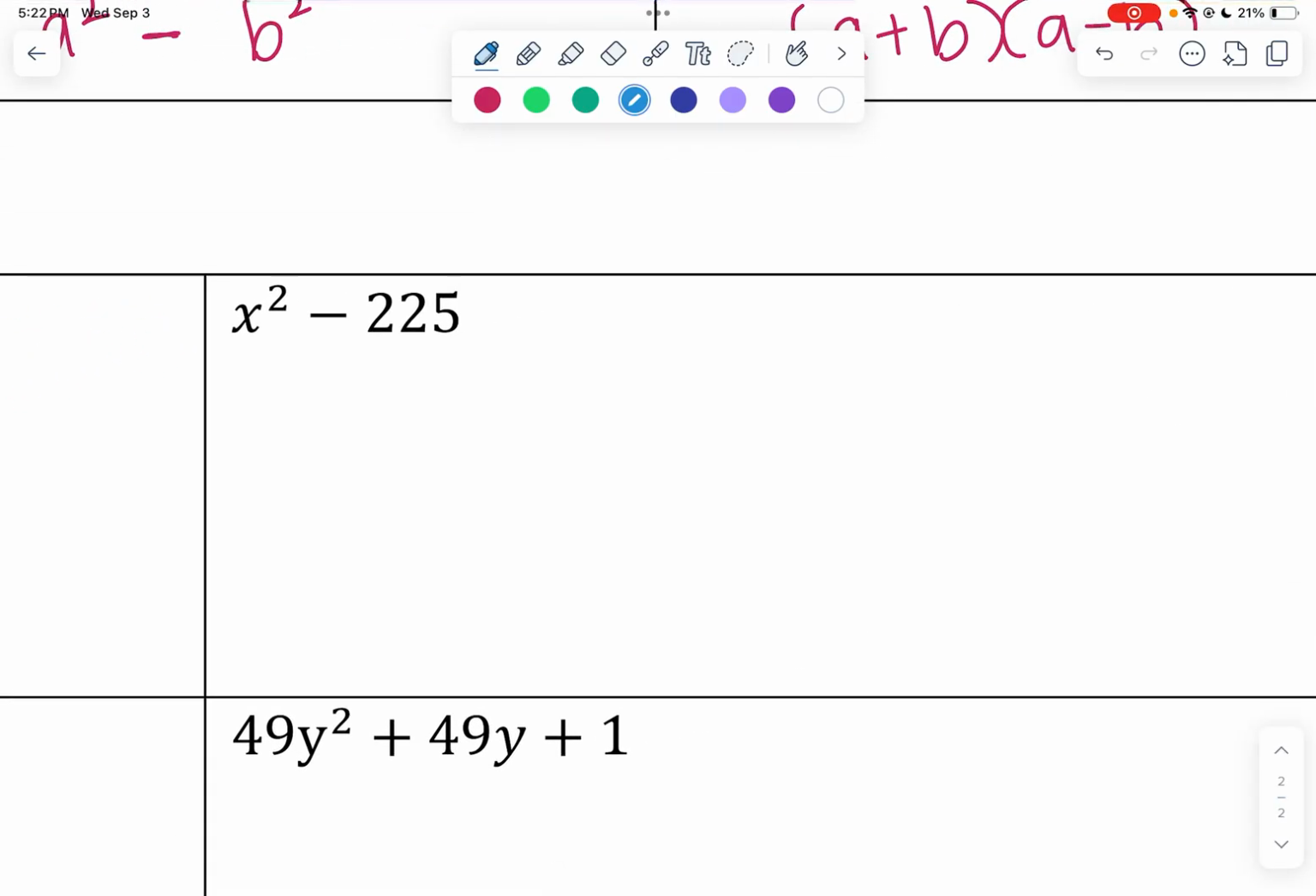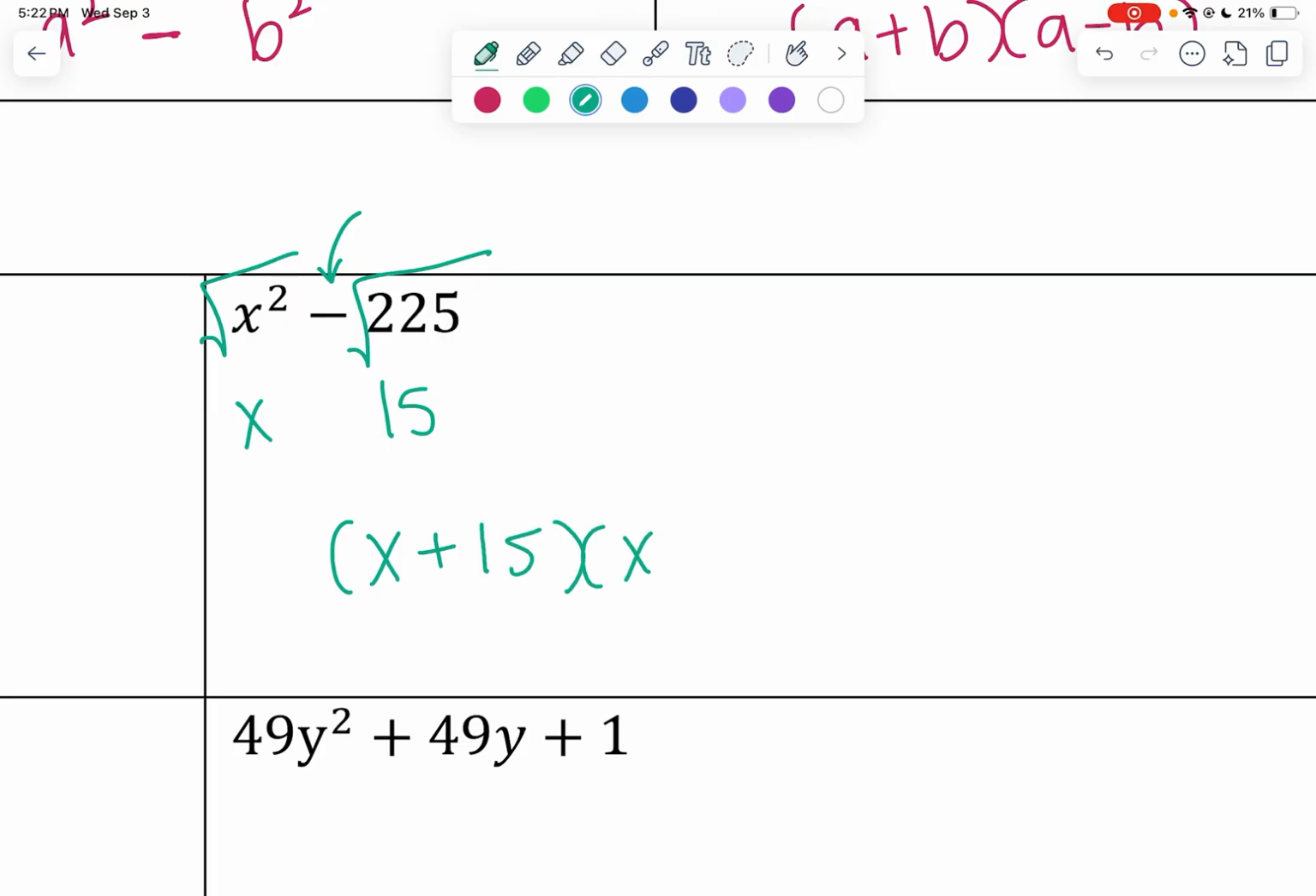So let's take a look at this one over here. This is not a perfect square trinomial, but if you know your perfect squares, then you'll catch that this is a perfect square, this is a perfect square with a minus in between. So this is a difference of squares. The square root of x squared is x. The square root of 225 is 15. So for our difference of squares, it's going to be x plus 15 times x minus 15.